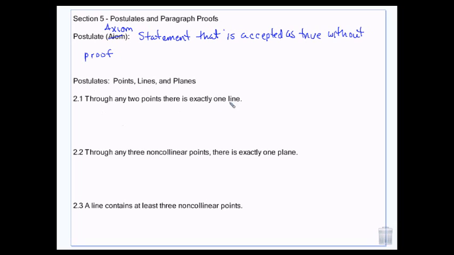Through any 2 points, there's exactly one line. Okay, if I put a point here and I put a point here, and I start a line, now granted my points are super fat, so you could maybe fit another line in there because I made super fat points, but in reality the line is the same width as the points.